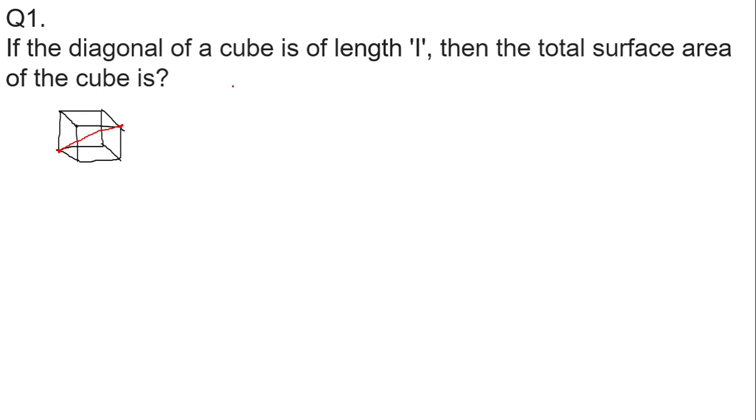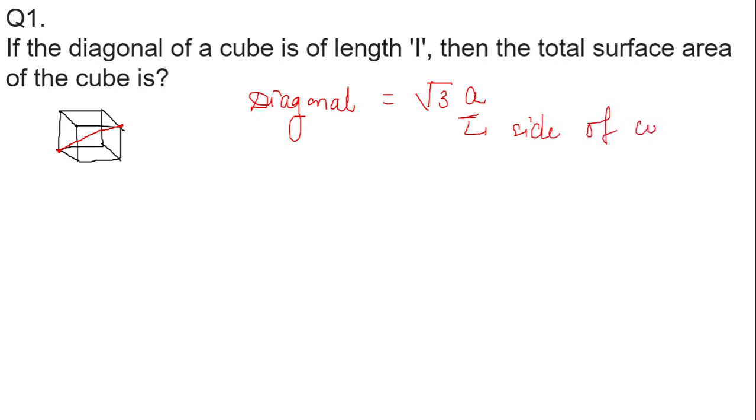Okay, to find out the value of a diagonal is equal to under root of 3a. And what is a? A is the side of the cube. So diagonal is equal to under root of 3 into side of a cube. This is the diagonal of a cube. Based on this formula we can find the answer of the given question.